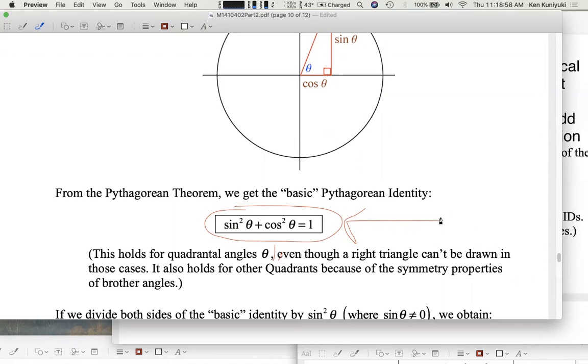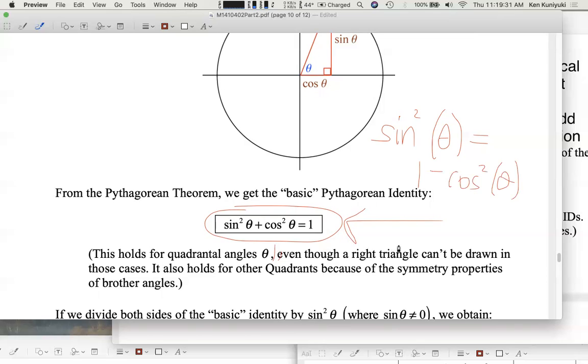So, for example, we can also say that sine squared of theta is equal to, we can subtract cosine squared theta from both sides. This equals 1 minus cosine squared of theta. Sine squared of theta equals 1 minus cosine squared of theta. And similarly, cosine squared theta is 1 minus sine squared theta.